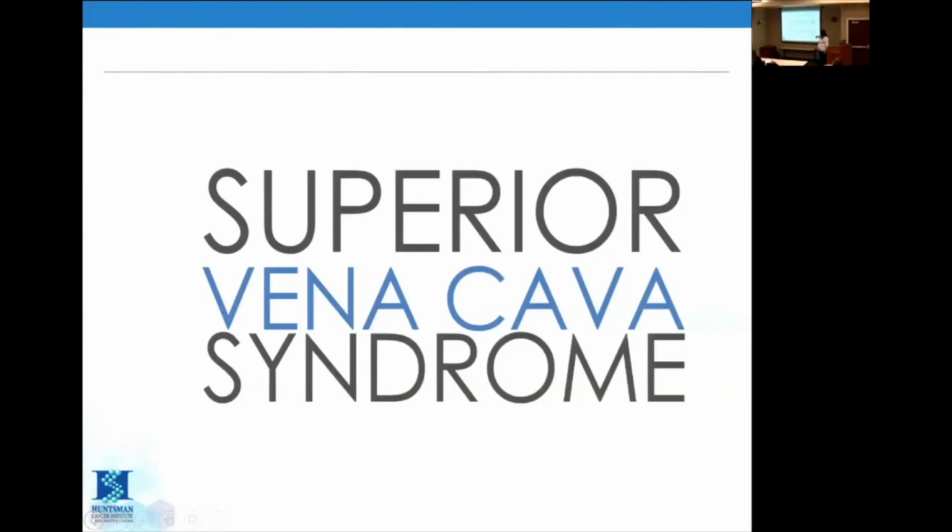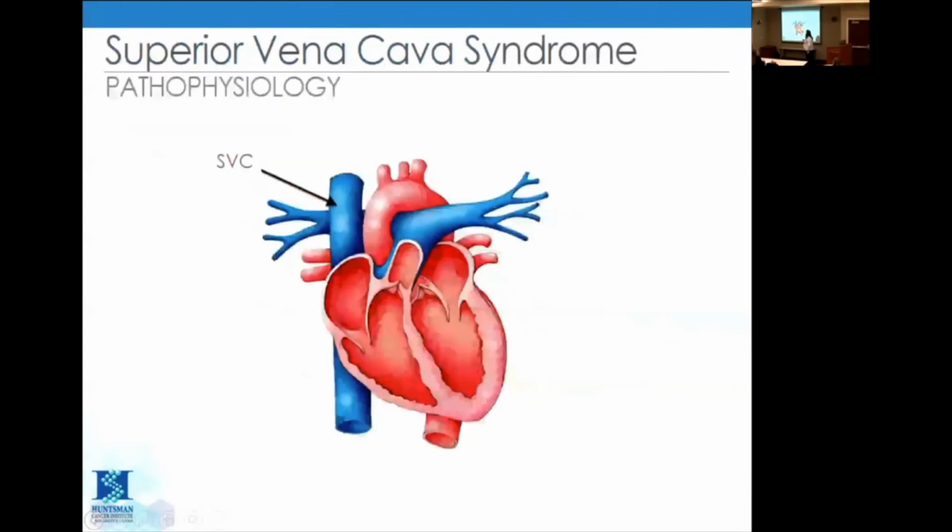Superior vena cava syndrome. This is the superior vena cava. So what happens is I have my nice superior vena cava right here that dumps in all the blood from what part of my body? The top part, my arms, my head, the upper part of my chest. All of that blood will dump in through the superior vena cava.